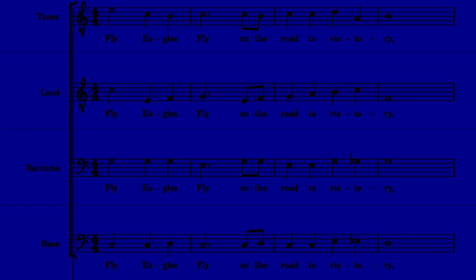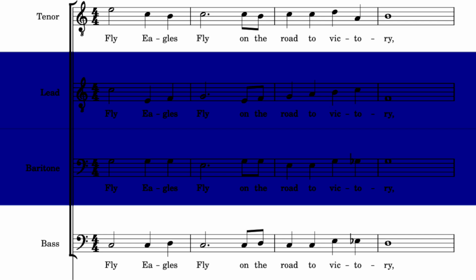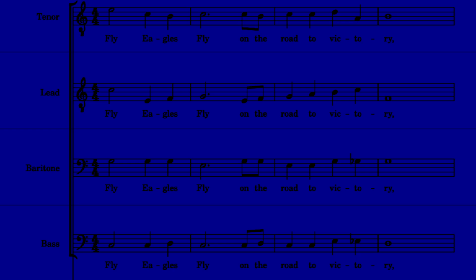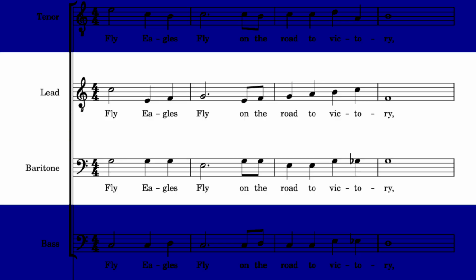Example number 2. Which two voice parts did you just hear? Bass and tenor. Example number 3. Which two voice parts did you just hear? Lead and baritone.